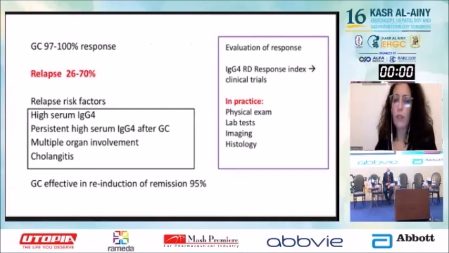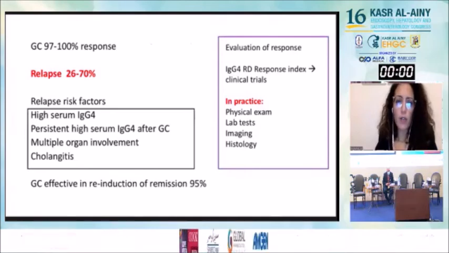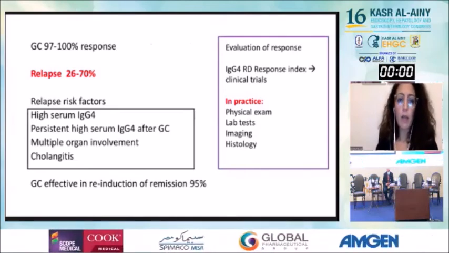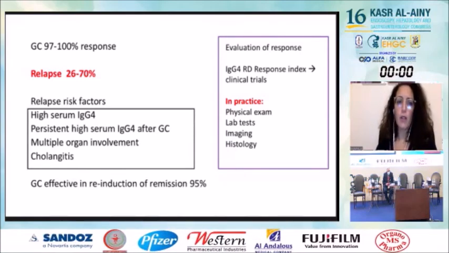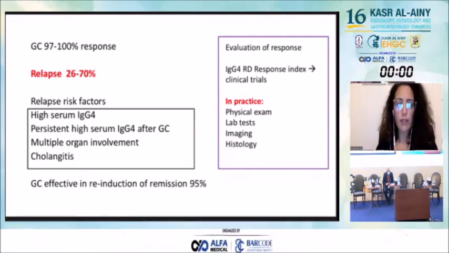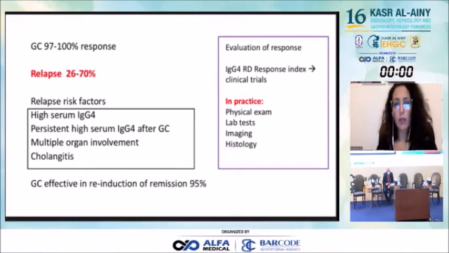Relapse risk factors are really not well defined, but the ones that have been consistent in the literature are higher serum IgG4, persistent high serum IgG4 after the glucocorticoid course, multiple organ involvement, and cholangitis. So maybe in those patients, we should be careful to keep steroids as long as possible and to taper really, really very slowly, and maybe use a higher dose of steroids at the beginning. And as I said, reintroduction is very effective.